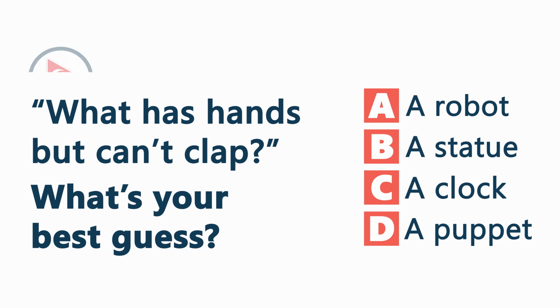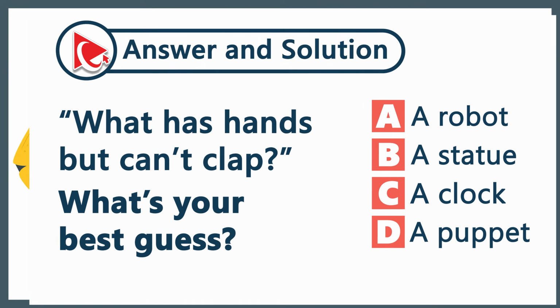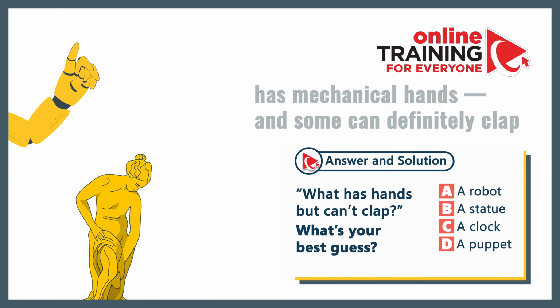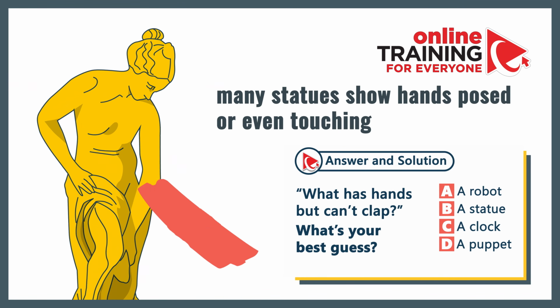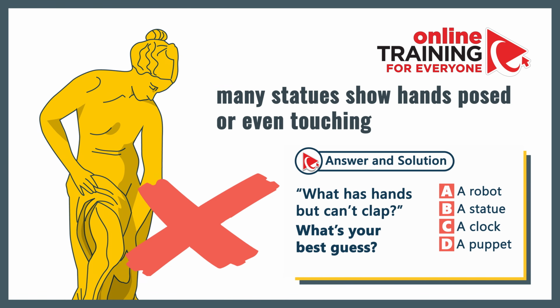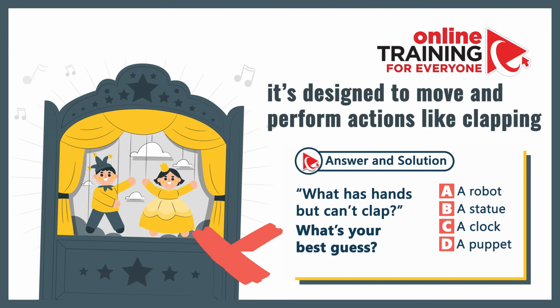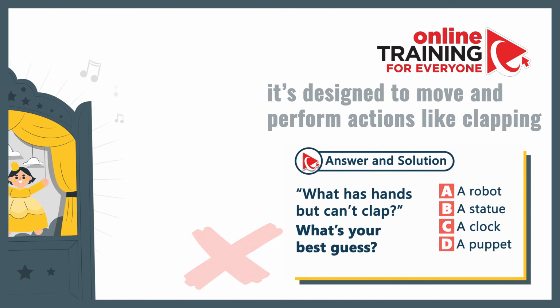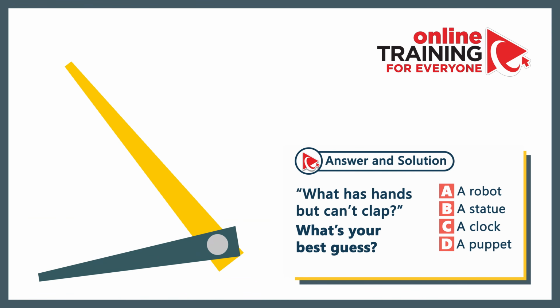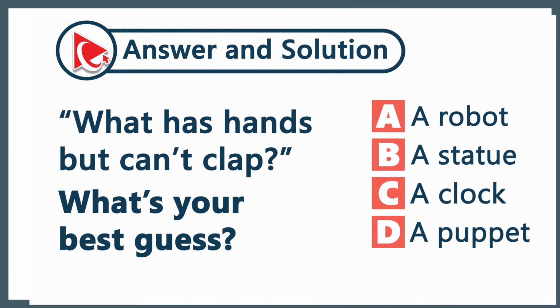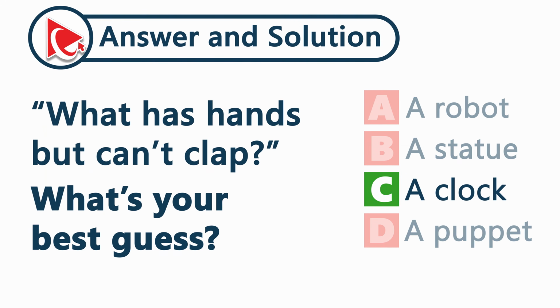Are you ready? Let's think carefully through each choice. A robot has mechanical hands, and some can definitely clap. A statue? Possibly, but many statues show hands posed or even touching. A puppet? Same deal. It's designed to move and perform actions like clapping. But only one of these has hands that are purely symbolic. They show motion, but don't move themselves. The correct answer here is choice C, a clock.